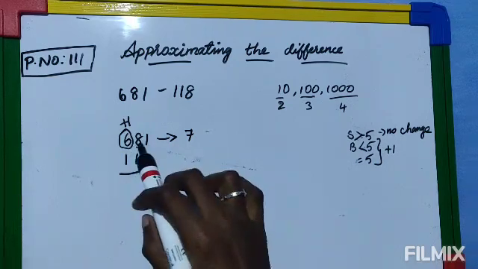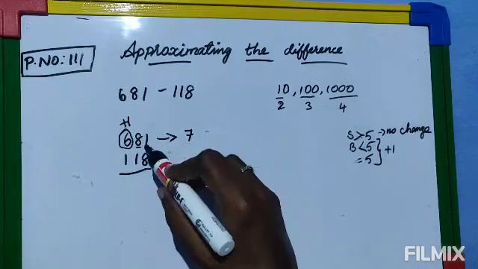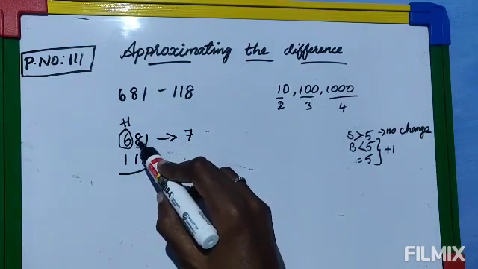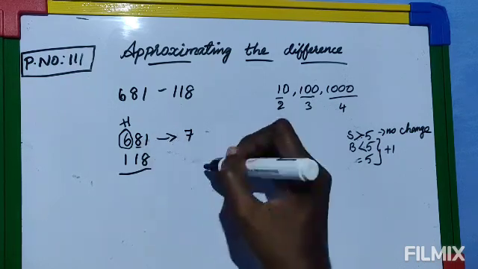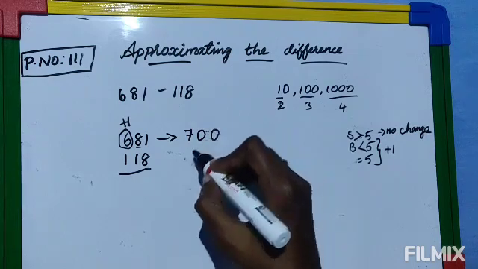And the right side digits will become 0 now. After making a change, the right side digits will become 0. After this circle number, on the right side there are 2 digits. So 8 and 1 will become 0. Since there are 2 digits, here it will be 2 zeros.